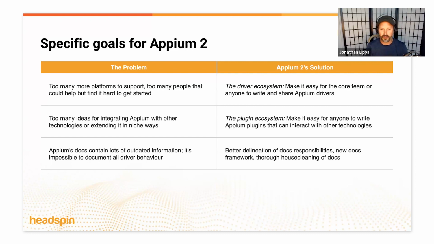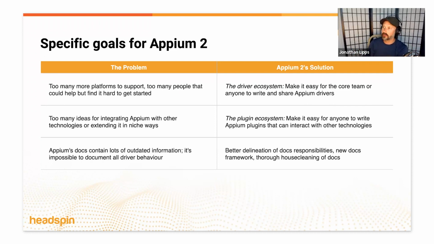And so with Appium 2, we've decided that the responsibility for documentation for a particular platform belongs to the driver. So the iOS driver should be the one that hosts all the documentation about how to use Appium for iOS, because that's the responsibility of that driver. That's where that knowledge lives, and so that's the closest place to the code to keep that documentation.